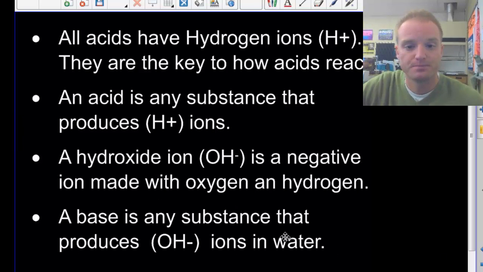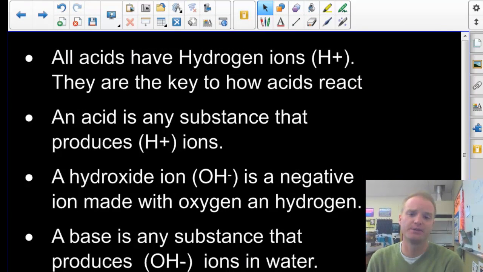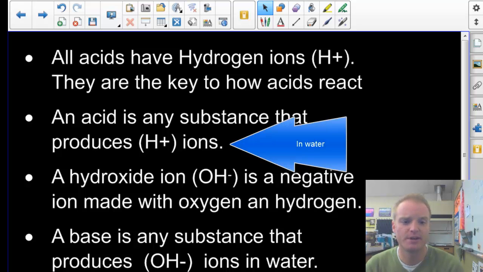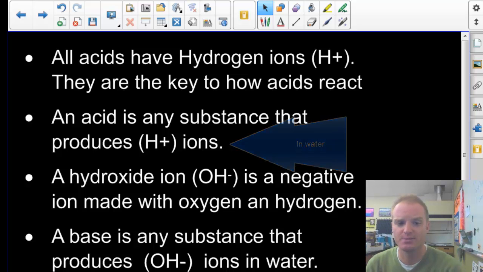So here we go. First thing is about acids and bases. And this is more getting to the nuts and bolts of what makes an acid an acid or a base a base. We had some basic descriptions in our previous notes, but in this one, really more what's going on inside of an acid, what's happening that makes it an acid. Well, all acids have hydrogen ions, these H+ ions, and they're really the key to how acids react. So a new definition for acids would be any substance that produces H+ ions in water.